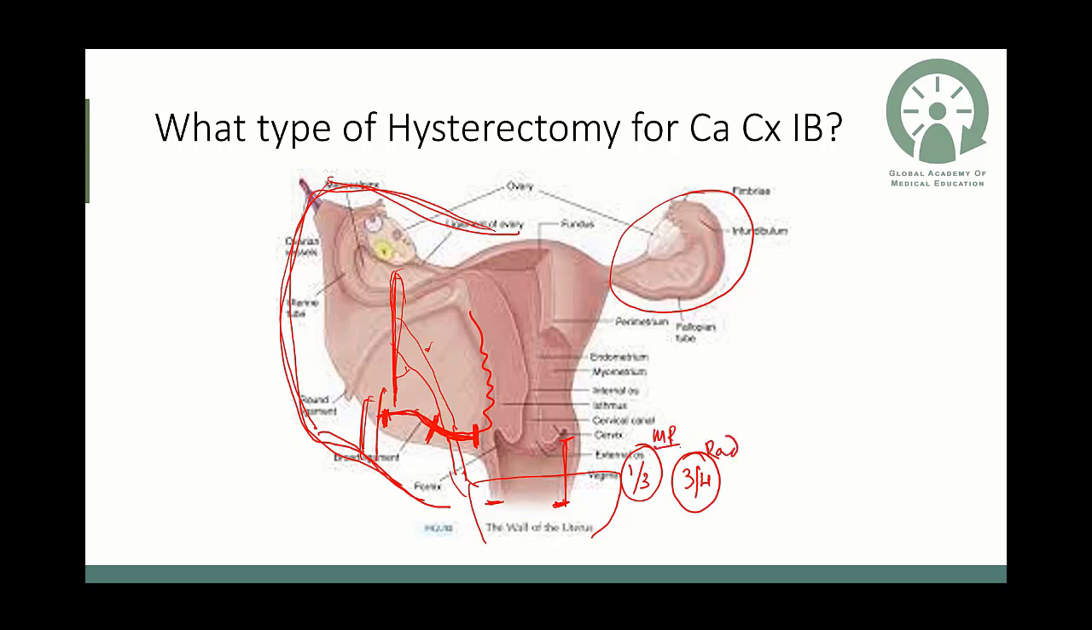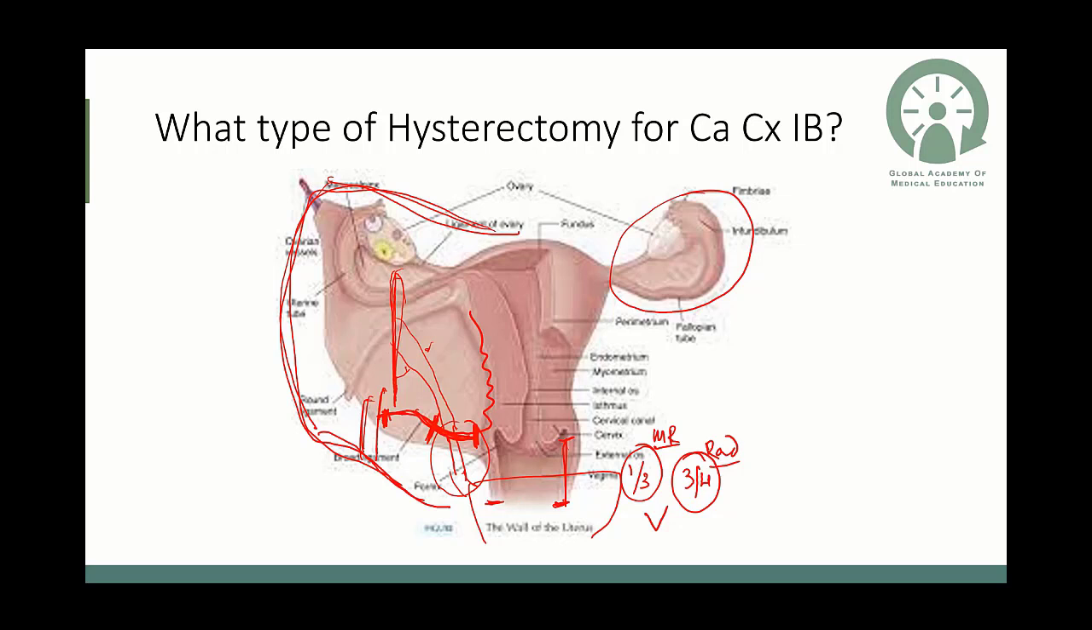The modified radical is also known as Wertheim's. So this is modified radical. This is radical. 3/4 of the vagina is removed, right? So above this, this is called the radical hysterectomy or the extended hysterectomy. After that come the ultra radical surgeries, where we remove the distal ureter and re-implant the ureter into the bladder.